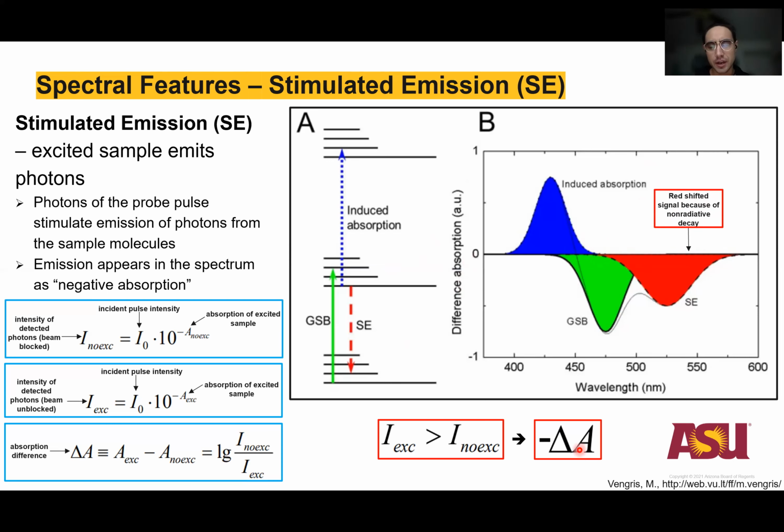And so here, this is going to be a negative delta A contribution, and this is just because at this point the excitation intensity is going to be higher than the ground state intensity, right? And so if you look here, if this number is higher, then we're going to end up having a negative number come out of this equation. So that's going to be another negative delta A contribution.